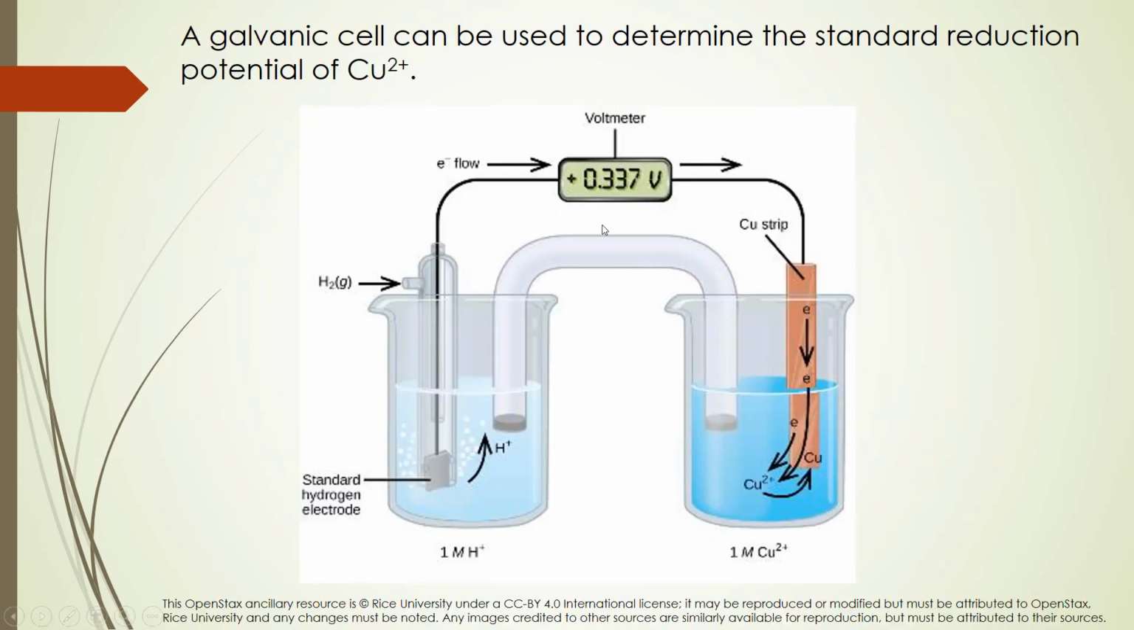Here's a picture of what happens when we want to determine the potential for copper 2 plus going to copper metal. We saw this in the Daniell cell. Here's our standard hydrogen electrode set to 0. It's the anode. Electrons are going to flow through our voltmeter, and we're going to measure a 0.337 volt reaction. That will be the cell potential for this copper 2 plus copper half cell.